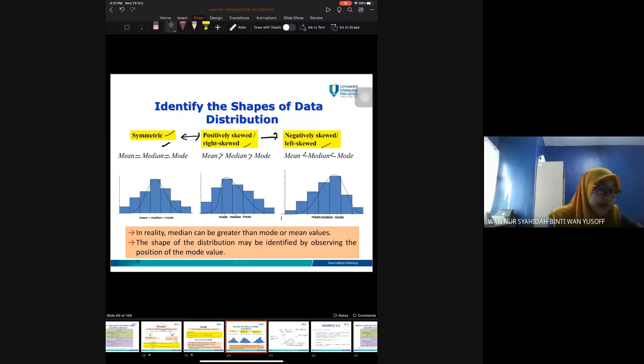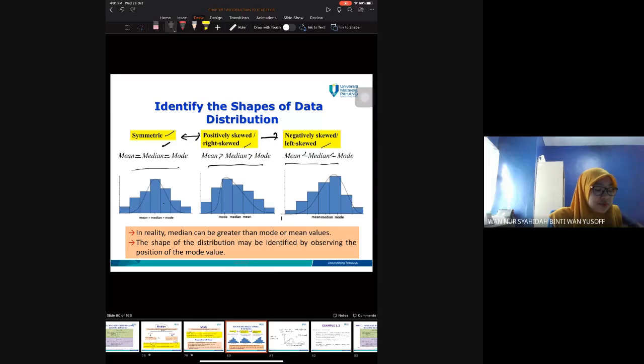If the value of the mean is similar to the value of the median, similar to the value of the mode, then you will have symmetric. If the mean is greater than the median, greater than the mode, then you will have right skewed. And the last one: if the mean is less than the median and less than the mode, you will have left skewed. This is the common pattern. But as I said, when you have real data, you might not get this one.